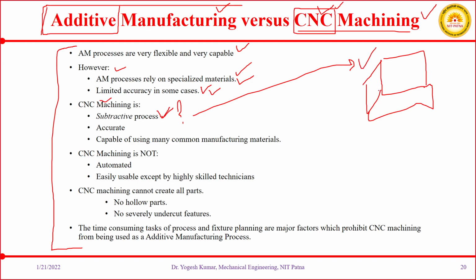We have a metal block, and we are machining it. It means we are subtracting material from it in order to convert it into a desired shape. Suppose we want to convert it into a cylindrical component. What we have to do is subtract, or remove material from this metal block. That is why these processes are called subtractive processes.